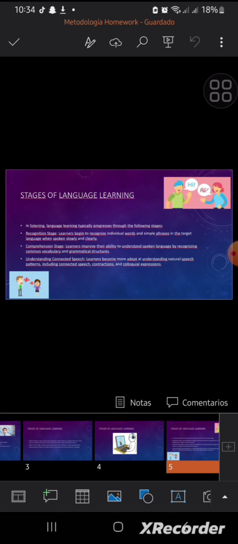Then we have the comprehension stage. This is when we understand the spoken language. For example, when someone asks you something, we ask the person again because we are not understanding the question or what the person said.